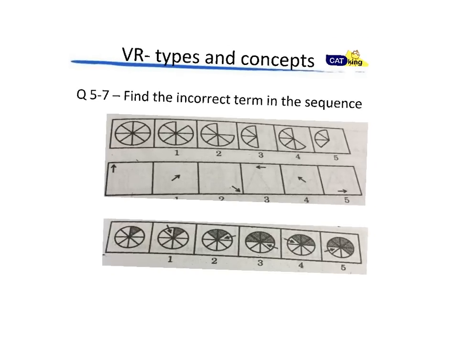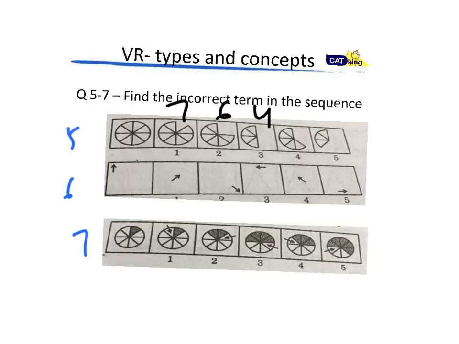Talking about the next step, which is finding the incorrect term in the sequence, we have 3 questions based on the same. This is question number 5, this is question number 6, this is question number 7. Talking about question number 5 to start off with, we have a chakra as the base figure. In figure 1, one part of the circle or one sector gets eliminated. You have 7 sectors. In figure 2, you have 6 sectors.